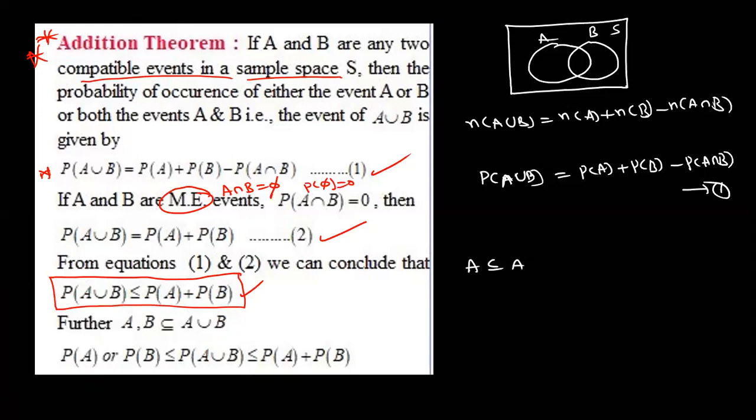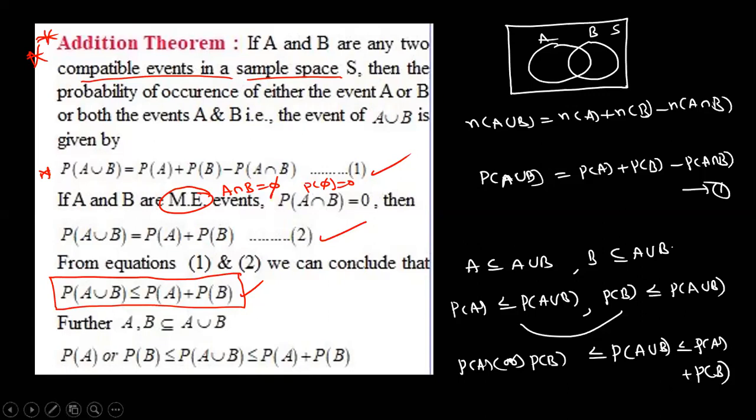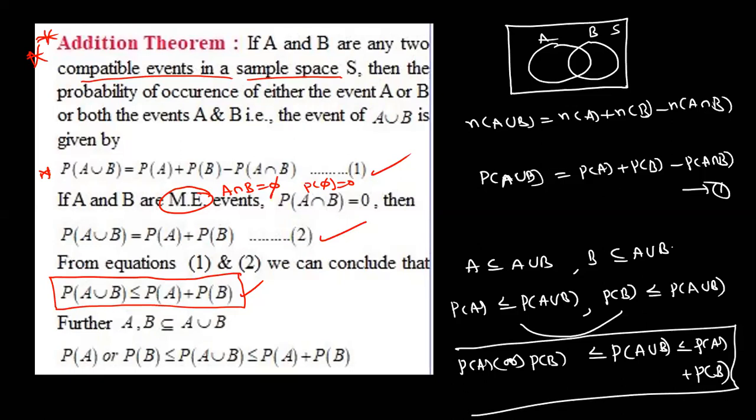A is a subset of A union B. Then what can you say? P of A is less than or equal to P of A union B. B is a subset of A union B. What do you understand? What is the meaning? That's the meaning. So from these two cases, we can write P of A or P of B less than or equal to P of A union B, less than or equal to P of A plus P of B. That's the meaning. So please remember these values.